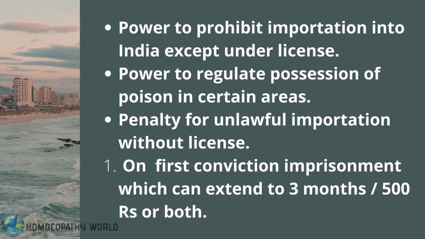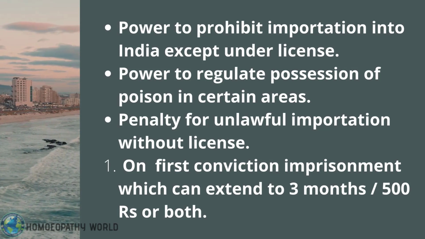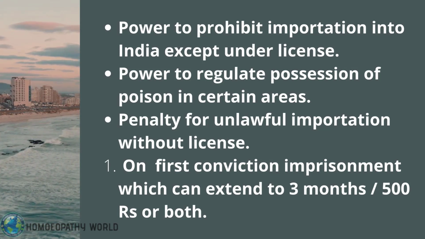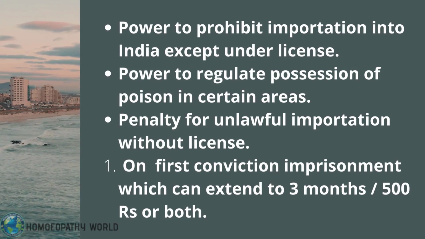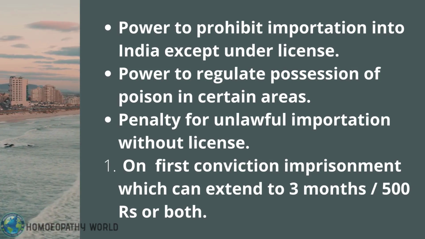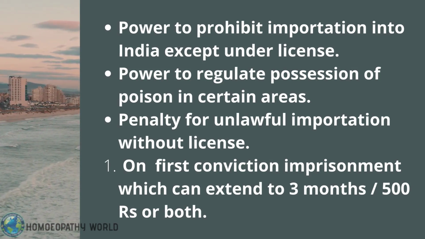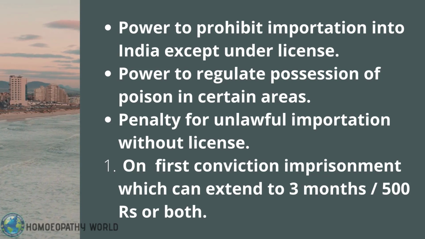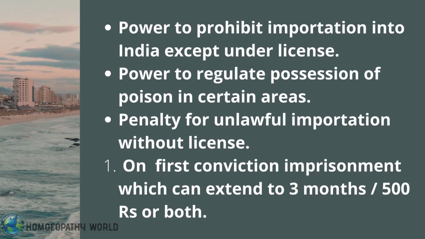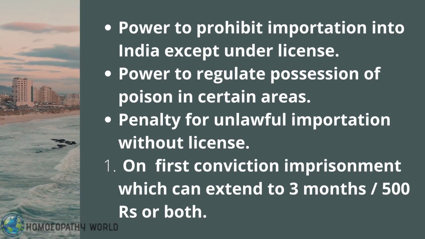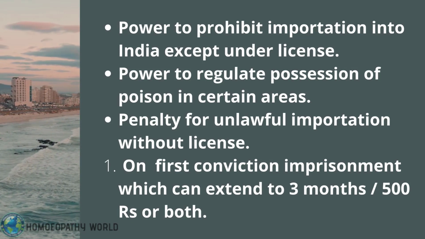The state government has a power to regulate the possession of poison in certain areas. Suppose there is a certain area where there are more Naxalite activities or more unlawful activities going on. So they can regulate the possession of poison there. They can reduce the possession of poison there. They can limit the possession of poisons in those certain areas.